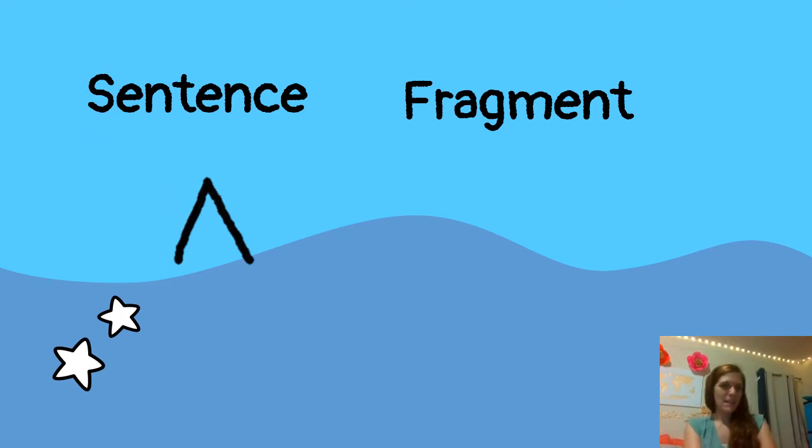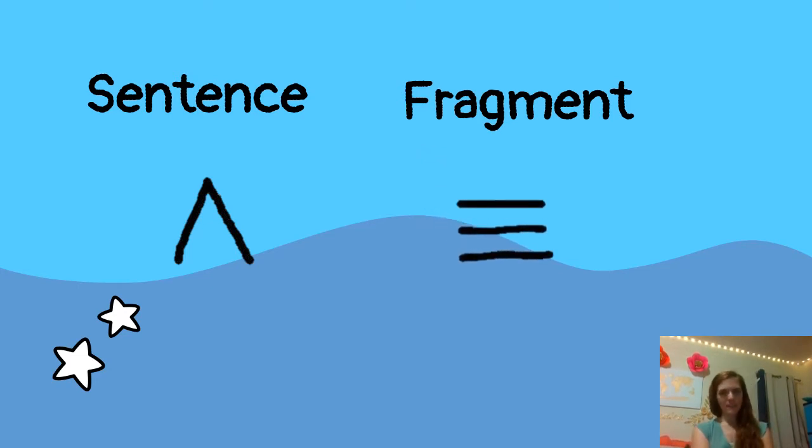Mario, what does this mean? If someone puts this there to correct something in writing, what does it mean? That you're going to insert something. Good. That you're going to insert something. Safir, what does that one mean? That you need to make something a capital letter, right?